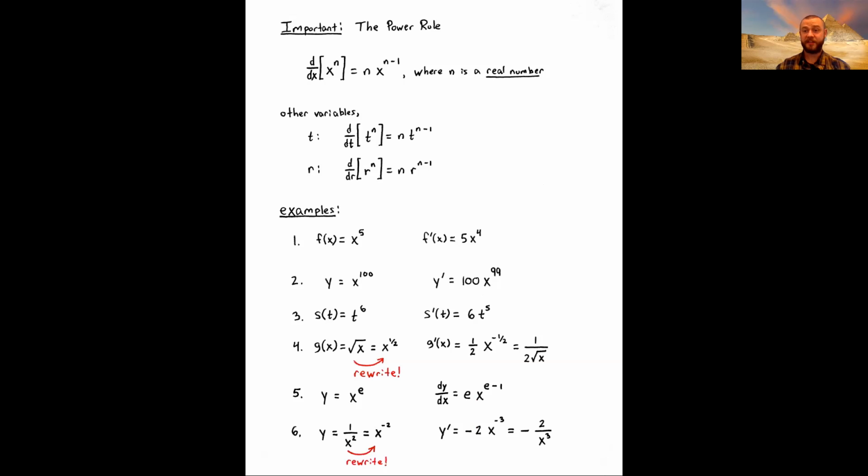So before we even differentiate, we're going to rewrite our function, 1 over x squared. We'll rewrite it as x raised to the negative 2 power. And now we can apply the power rule. We bring the exponent negative 2 down, and then for the derivative, we subtract 1 from the original exponent. Negative 2 minus 1 gives us now in the derivative an exponent for x of negative 3. So we get as our derivative negative 2 times x raised to the negative 3 power.